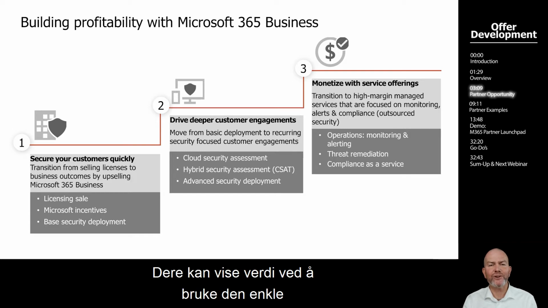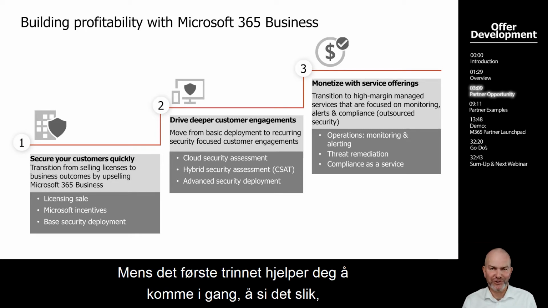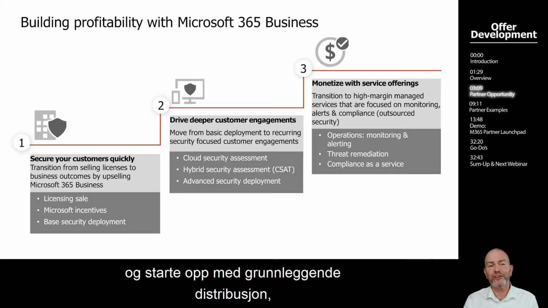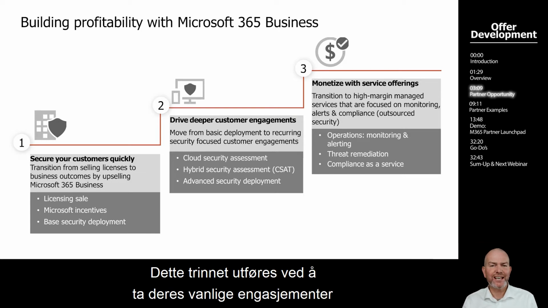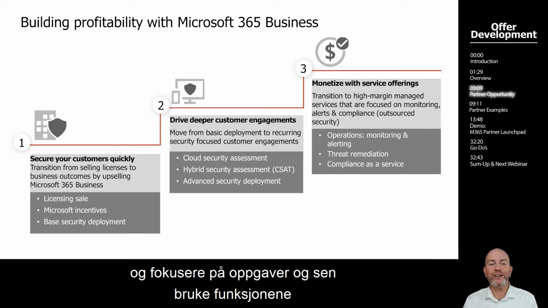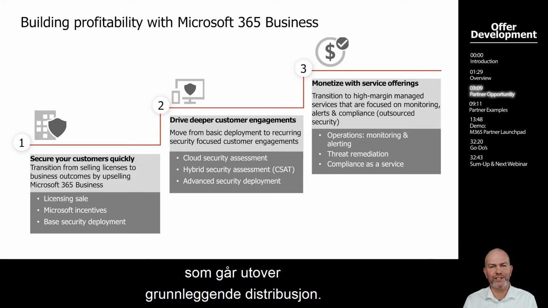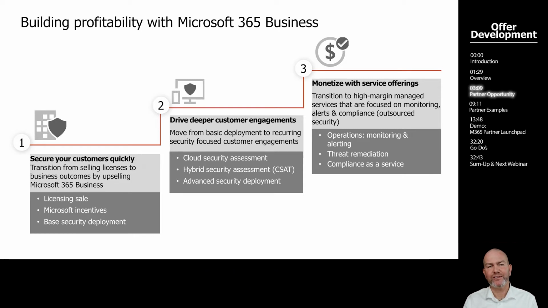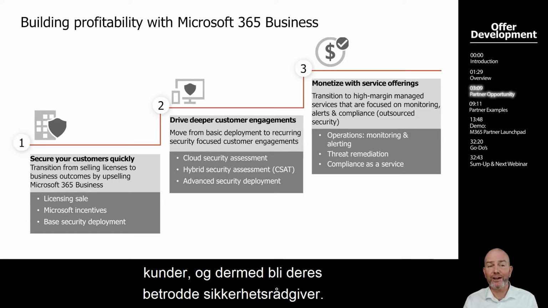You can show value by using the easy enablement of security features in Microsoft 365 Business. While this first step helps you get one foot in the door, so to speak, and start you off into basic deployment, you should take the second step. This step is done by taking your regular engagements, focusing on assessments, and then using the features in Microsoft 365 Business to drive deeper customer engagements that go beyond basic deployment. For example, here you can do an identity management project for your customer and by that become their trusted security advisor.